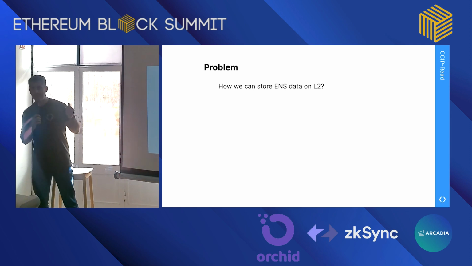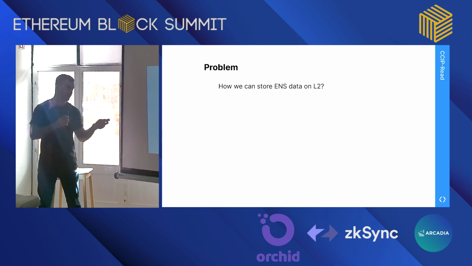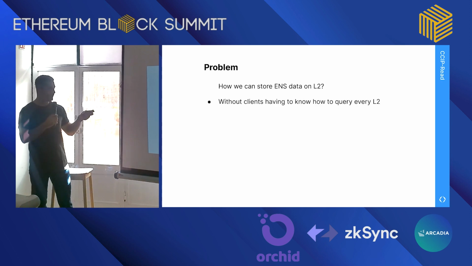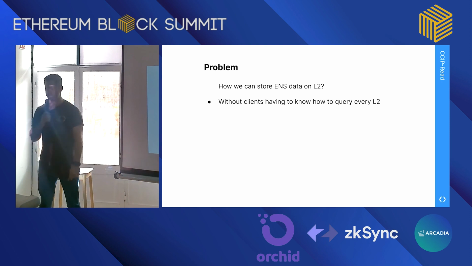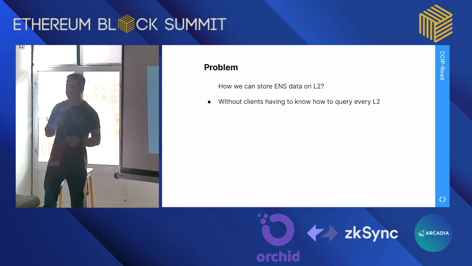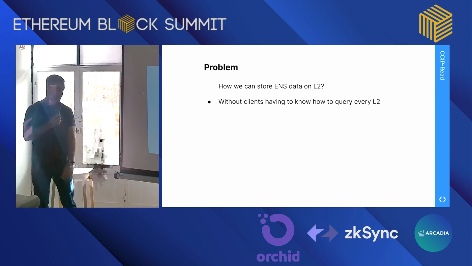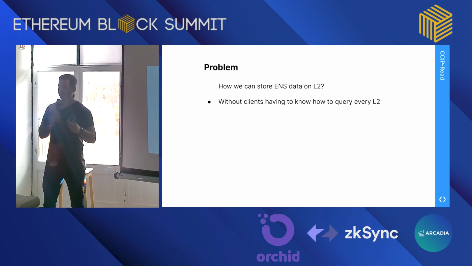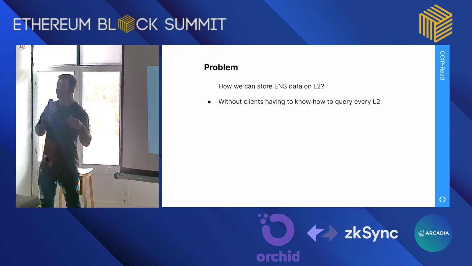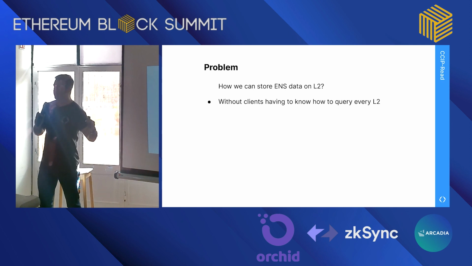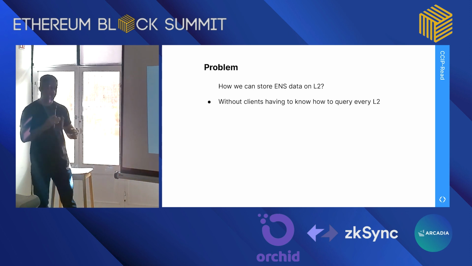So we started to write down what our problems were and how we could solve this issue. The first problem was how we can store ENS data on L2 without clients having to know how to query every L2. We have client implementations like Ether.js, Web3.js, or Rust and other language implementations, and we don't want a specific implementation for each L2. Instead, we were trying to find a solution that works for every L2 out there, or even off-chain and other solutions. So we were trying to generalize it.